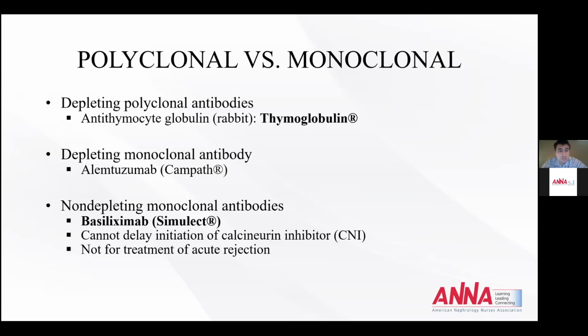There is another one, which is a depleting monoclonal antibody, and I can't pronounce it other than Campath. I always mess it up, but we don't use that one as much. The one that I say we use the most commonly, unless it's your second transplant, is Simulect, because this is a non-depleting monoclonal antibody. You cannot delay the initiation of your tacrolimus or your calcineurin inhibitors with this. So you have to start your tacrolimus IV with this. You can't wait like you can on the other ones to start your maintenance immunosuppressive therapy. And it is not a treatment. We never use that one for treatment of rejection like we do thymoglobulin.